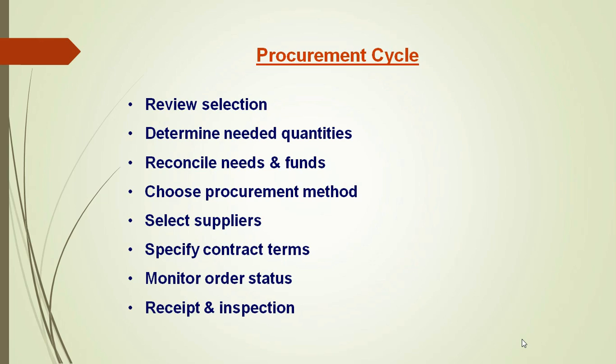Now we'll see the procurement cycle. Review selection, determining needed quantities, reconcile need and funds, choose procurement method, select suppliers, specify contract terms, monitor order status, receipt and inspection. Basically, while procuring anything, there is a procedure, there is a method involved.